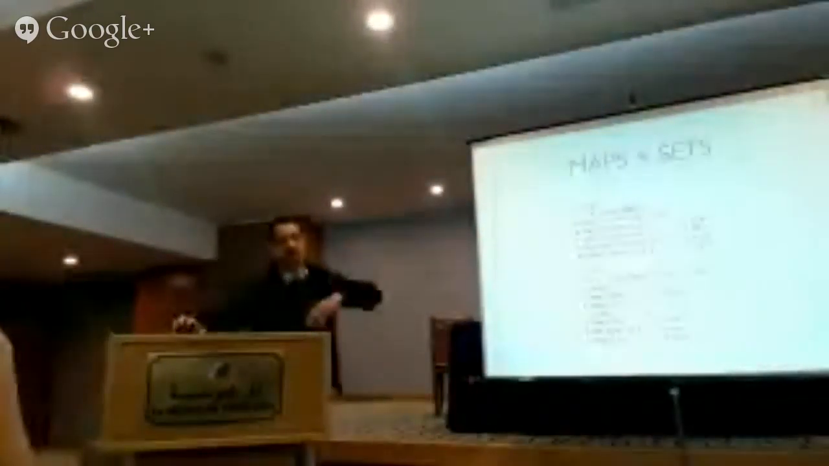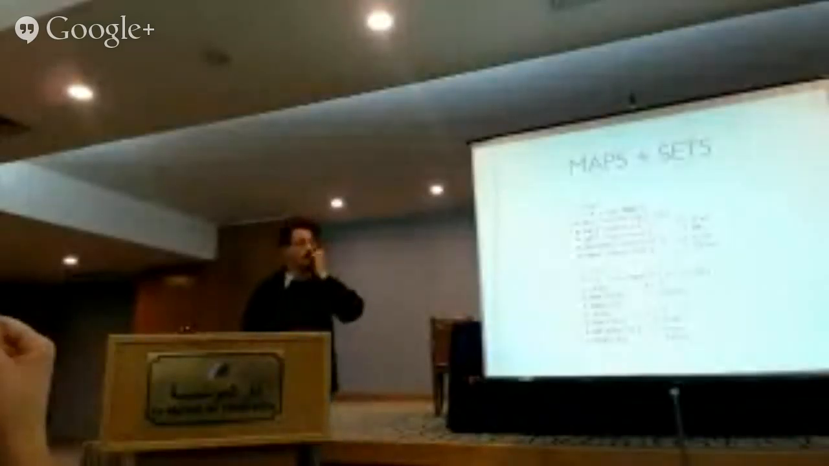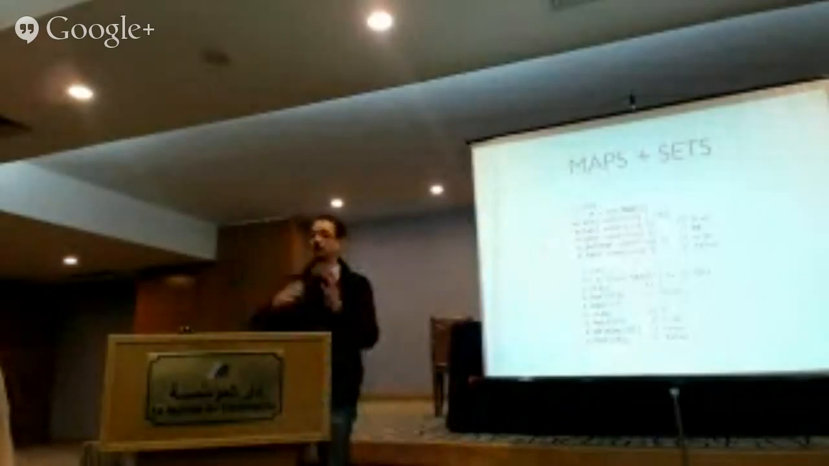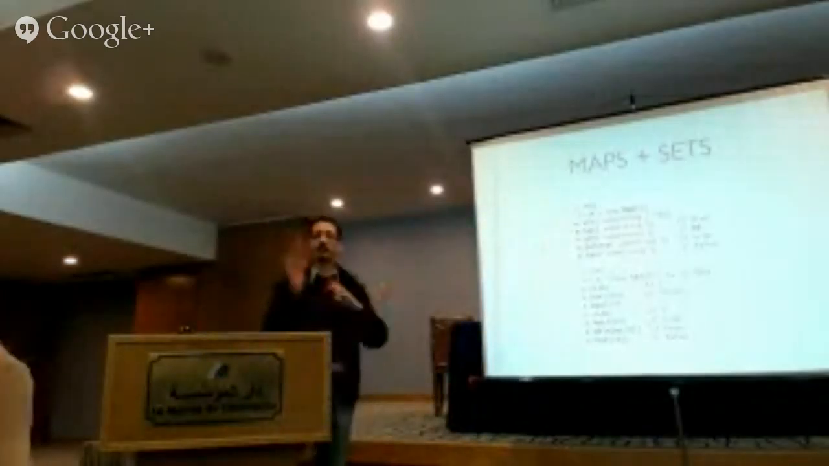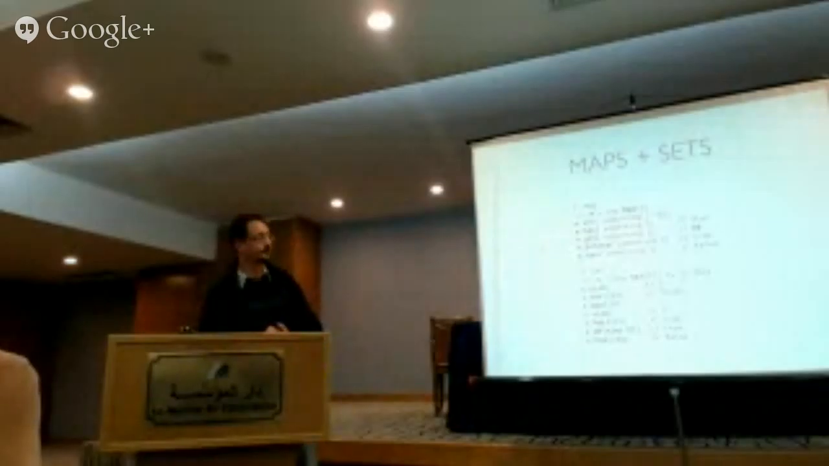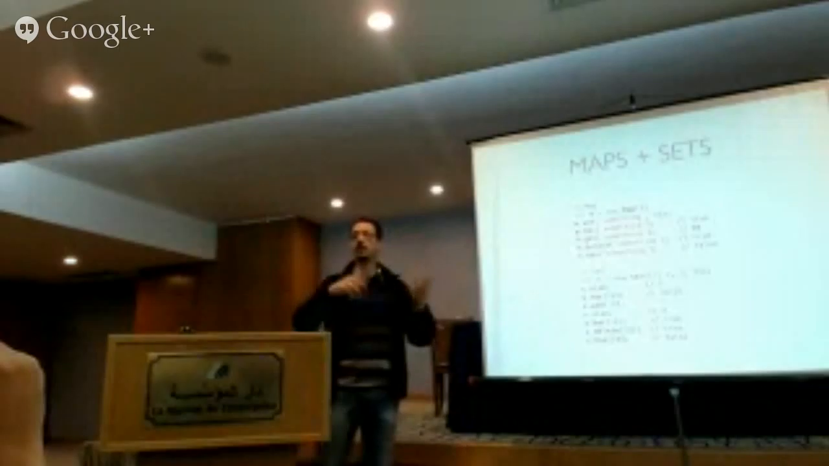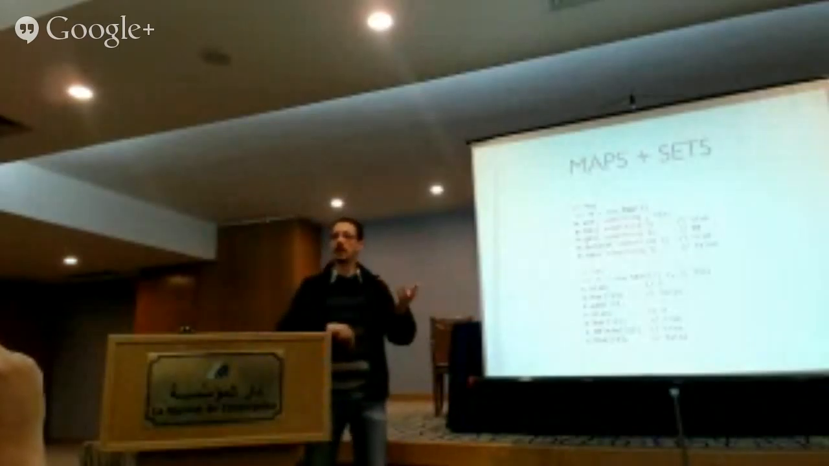Okay, maps and sets. This is a new feature. We can define a map. A map is, as we know, a key value collection, and we have some helper functions to check if a value is inside that map or not, delete it, etc.